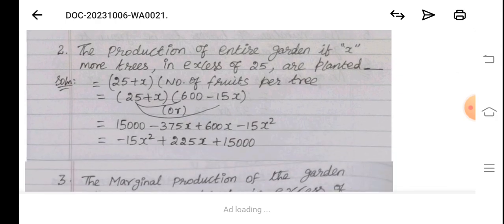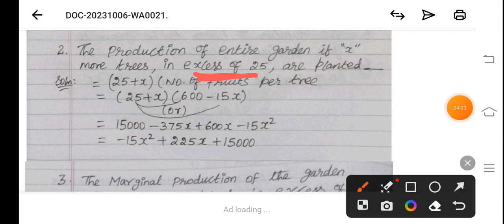Then the second one, the production of the entire garden. If x more trees in excess of 25 trees are planted, how much is planted extra? Excess of 25 trees is 25 plus x. So how much production are they talking about? Into the number of fruits per tree. The number of fruits per tree we found is 600 minus 15x, multiplied with 25 plus x. Actually, we may stop here.